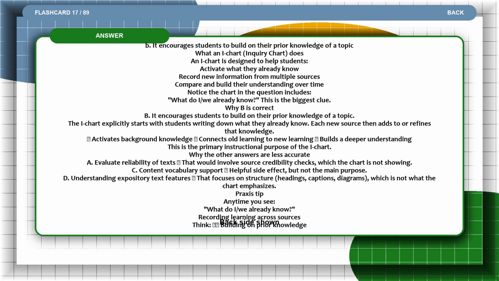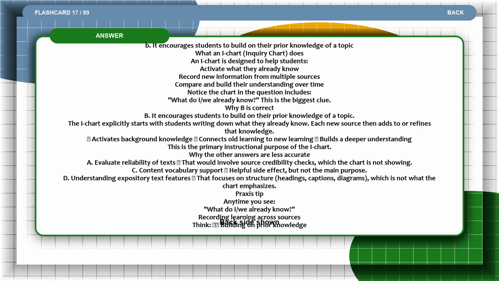The answer is B. It encourages students to build on their prior knowledge of a topic. What an I chart, or inquiry chart, does: it is designed to help students activate what they already know, record new information from multiple sources, compare, and build their understanding over time. Notice the chart. The question includes what do we already know. This is the biggest clue.